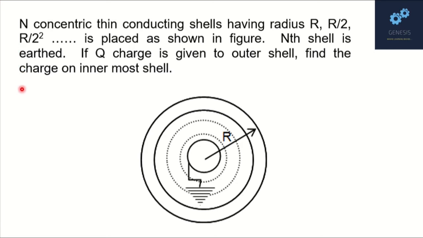The question goes like this. N concentric thin conducting shells having radius r by 2, r by 2 square are placed as shown in the figure. The innermost nth shell is earthed. If Q charge is given to the outermost shell, find the charge on the innermost shell.